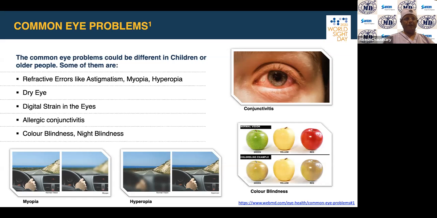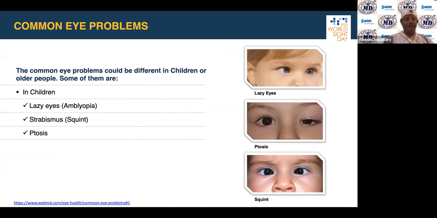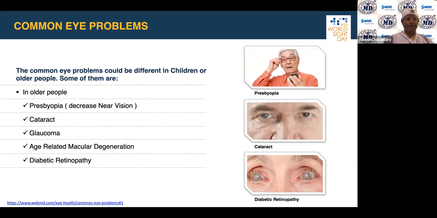Digital strain, like working for longer hours on the computer, allergic conjunctivitis, color blindness, night blindness. Then lazy eye, mainly in children, and problems of old age. In children, lazy eye happens when the eye is not used, maybe because of high refractive error and they're not using glasses. Then squint, where one eye is focused and the other eye is not. Third is ptosis. Ptosis means drooping of the eyelid, which may block your pupillary area so the child is not able to see.